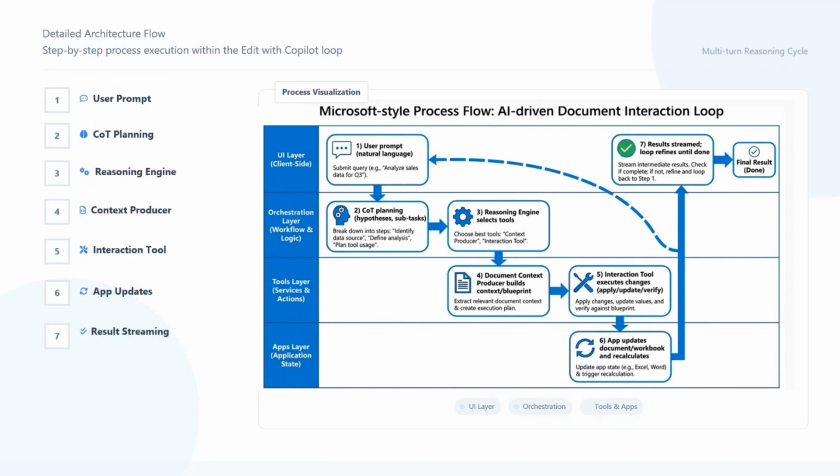Finally, the results are streamed back to the user interface where users see the output. So what appears to be a very simple response is actually a complete cycle of understanding the request, reasoning, gathering context, executing tasks, and validating the result. And that's the intelligence behind how Edit with Copilot works.